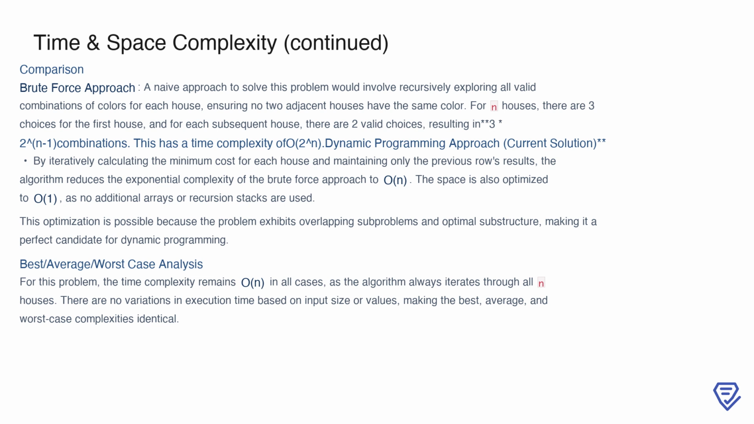for larger inputs. In contrast, the dynamic programming approach we've implemented reduces this exponential complexity to O(n) by iteratively calculating the minimum cost for each house and only storing the results of the previous house. This optimization is possible because the problem has overlapping subproblems and an optimal substructure, key characteristics that make it ideal for dynamic programming. Additionally, the space complexity is reduced to O(1), since we don't need to maintain additional arrays or recursion stacks. This makes the current solution both time and space efficient.